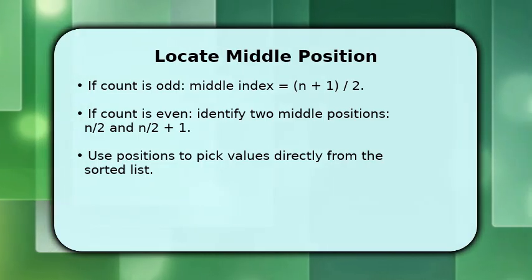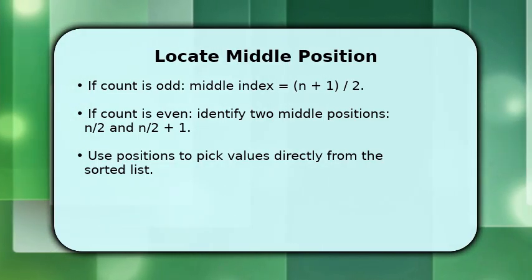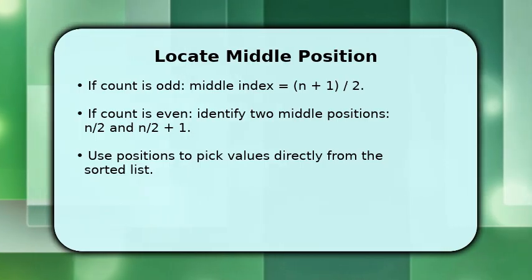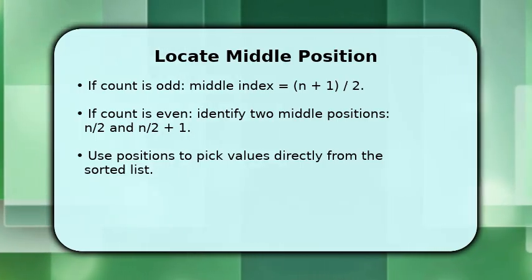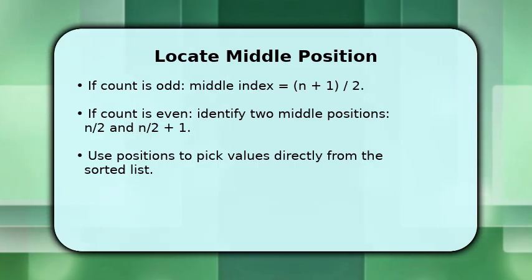Once identified, extract the numbers at those positions from the sorted list. Make sure you're using indices that start with 1. That keeps your selection aligned with the formula.